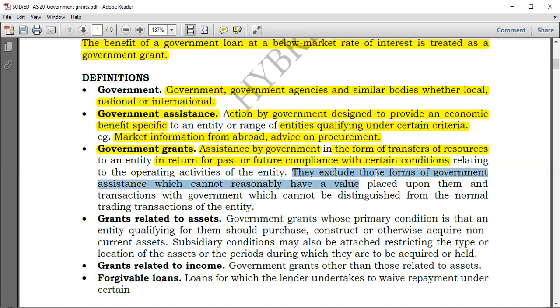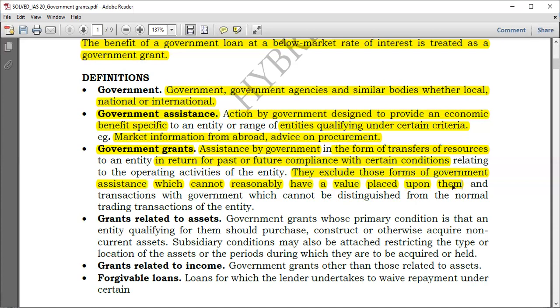So that's why they exclude those forms of government assistance which cannot reasonably have a value placed upon them. Even before proceeding, this is obvious. Government grants have to be recognized in the books. So if you cannot place the value, how can you record the government grants? Actually, we would like to record them in the books, but we do not know the value. So if you cannot know the reasonable value, how are you going to do that? Even PPE itself, something can be PPE, but if you cannot measure it reliably, you cannot take it to the financial statements. So it's just something very normal.